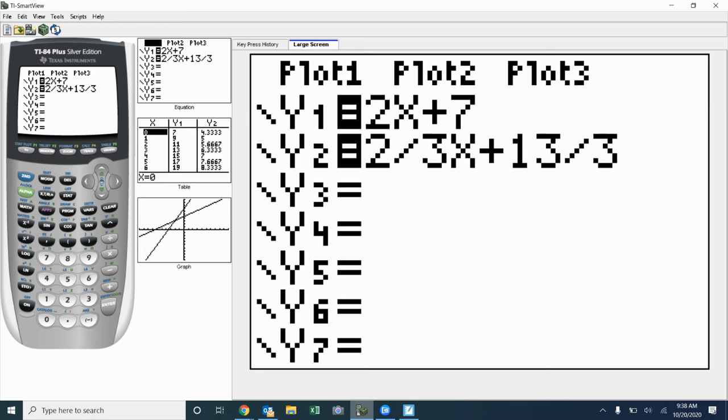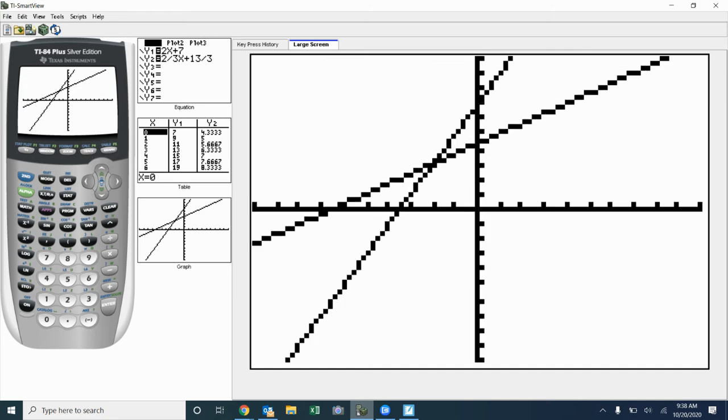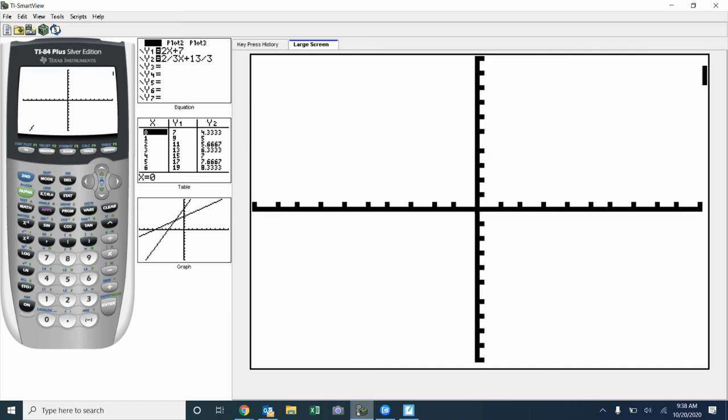So 2x plus 7 and 2/3 x plus 13 over 3. Remember doing some of this. Hit graph. They should come up. If it doesn't, your zoom 6 is your standard window. Okay, that might help you see what's going on.